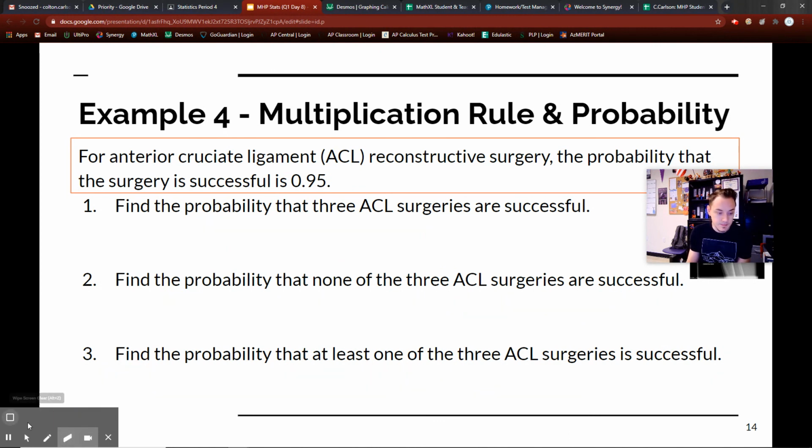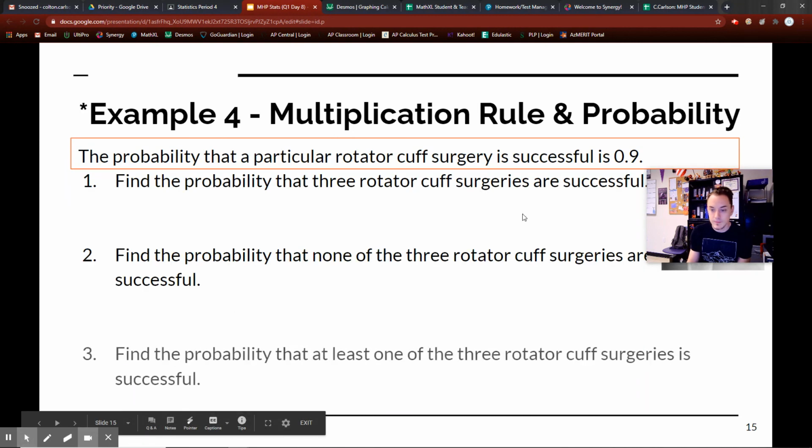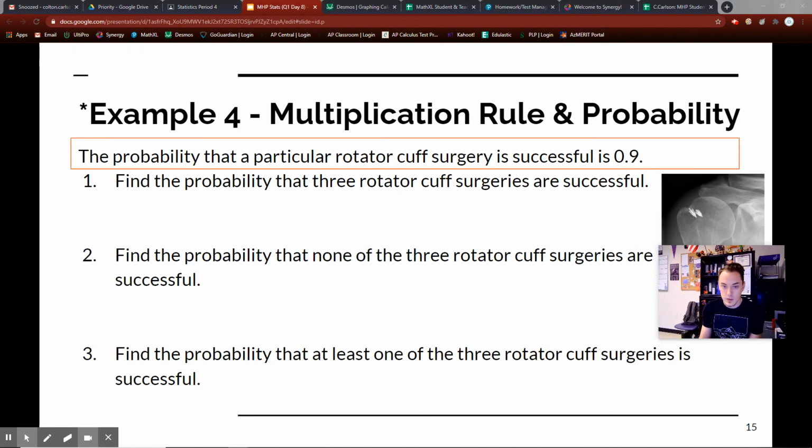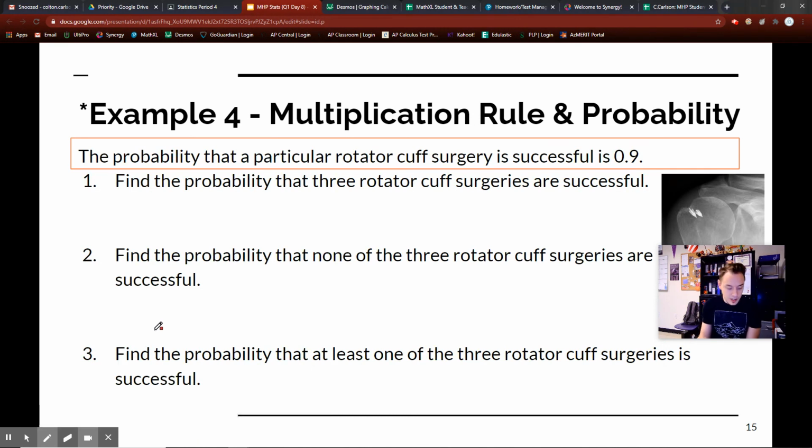Let's erase. Let's go for more probabilities. Okay. Try to do this one yourself, to be honest, because it's very, very similar. Probability that a particular rotator cuff surgery is successful is 0.9. So find the probability that 3 rotator cuff surgeries are successful. So the probability that 3 are successful is just 0.9 cubed, which is 0.729. If you got that, then you're awesome.